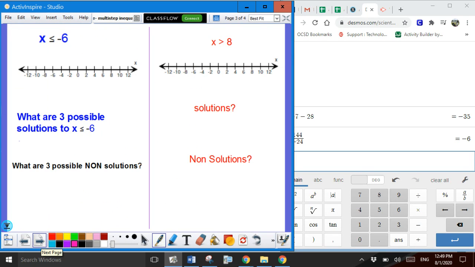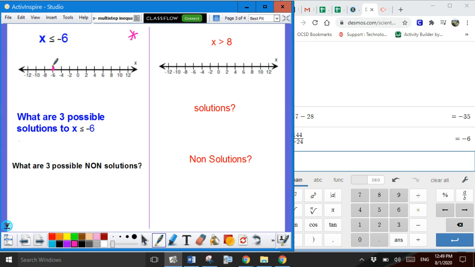Okay, so let's go ahead and graph these two problems, and then I want you to write down 3 possible solutions that are solutions to this one and 3 that are not. So go ahead and hit pause. Let's start with this problem. Hit pause, graph that problem, give me 3 possible solutions to x is less than or equal to negative 6, and 3 possible non-solutions or numbers that don't work.